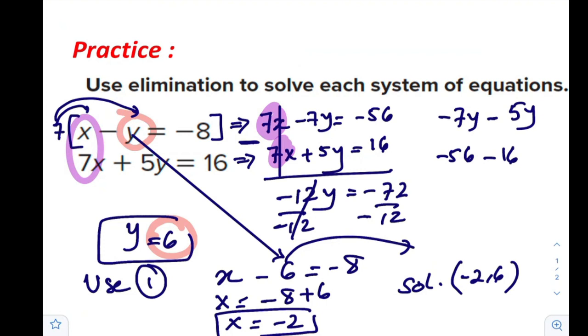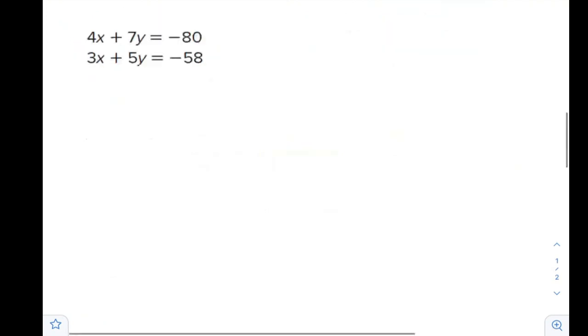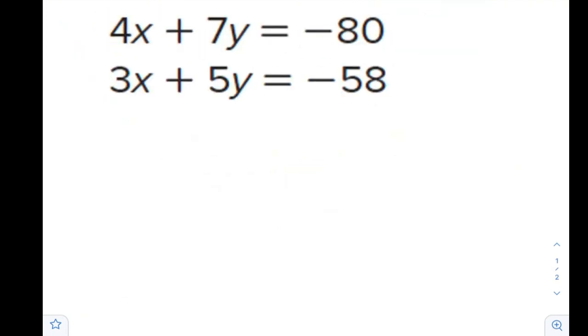Done. Some of you may suggest to multiply the first equation by 5. Yes, of course you can do that, and then you will add, not subtract. You are free to start with any variable. Let's see this question. In this question, you will not be able to multiply just one of the equations by a number. You need to multiply both equations by a certain number.